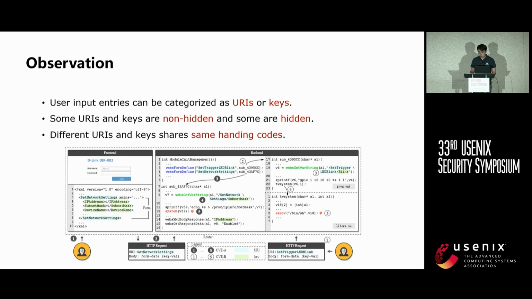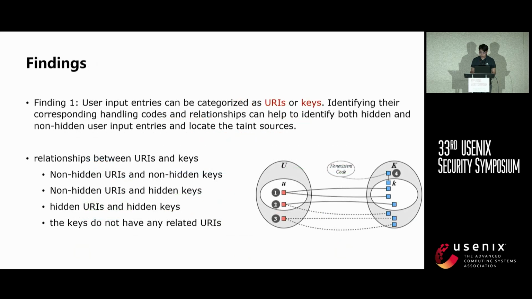First, user input can be divided into URI and key, and there is a corresponding relationship between the two. Secondly, there are hidden URIs or keys that are not defined in the front end but can be processed in the backend. Finally, different URIs or keys have similar handling code patterns. So we can get to the first finding.